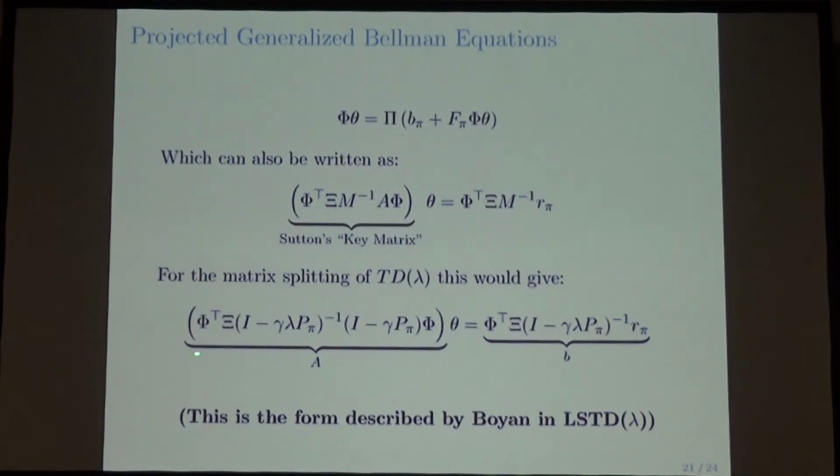Okay, and then when you look at the specific case for the splitting of TD lambda, and you plug the M inverse of TD lambda, you get these equations. Now you Google Boyan's LSTD paper in 96, open up the paper, look at the appendix, and then you're going to see exactly this form. So just to say, we took a different detour and obtained the same equations from a different perspective.